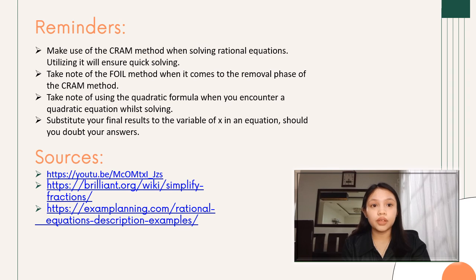Just remember the following points. Make use of the cram method when solving rational equations. Utilizing it will ensure quick solving. Take note of the FOIL method when it comes to the removal phase of the cram method. Next, take note of using the quadratic formula when you encounter a quadratic equation whilst solving. And lastly, substitute your final results to the variable of x in an equation should you doubt your answers.